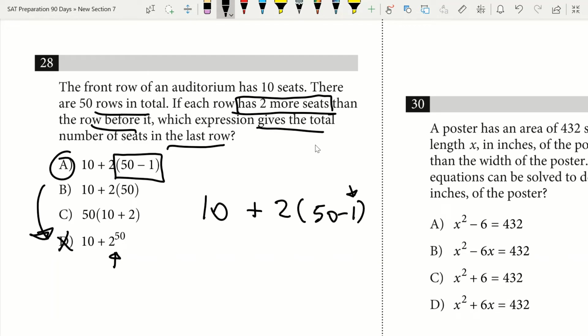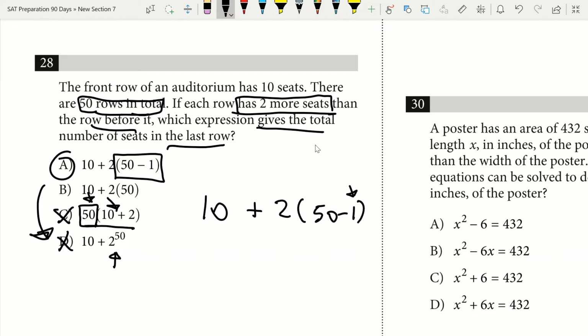Okay, the other thing that we see in C to make C wrong is that we have 50 times 10 plus 2. This one really is kind of a wacky answer. I don't know how you'd get to this unless you thought 50 was the amount of rows we were starting with, and we don't want to do that. So we aren't starting with 50. This one really is just way off.